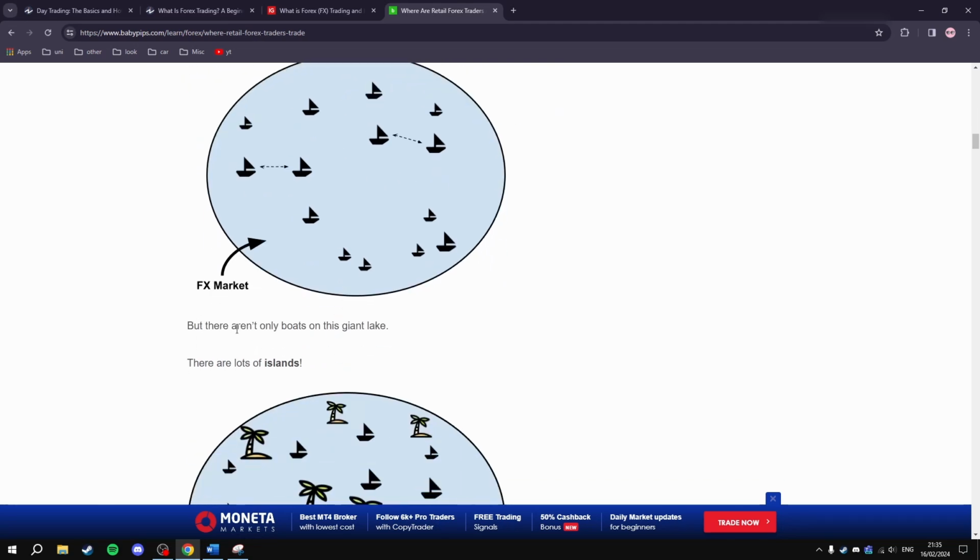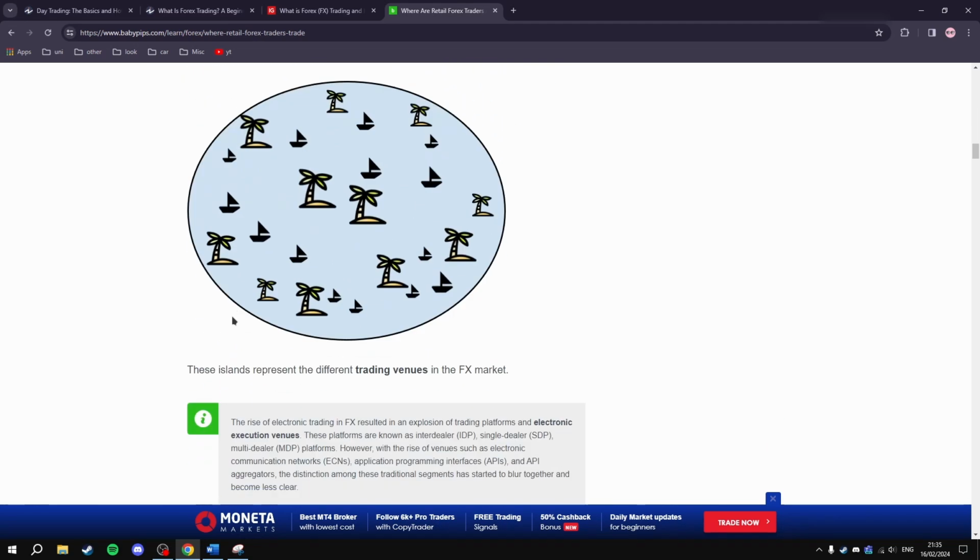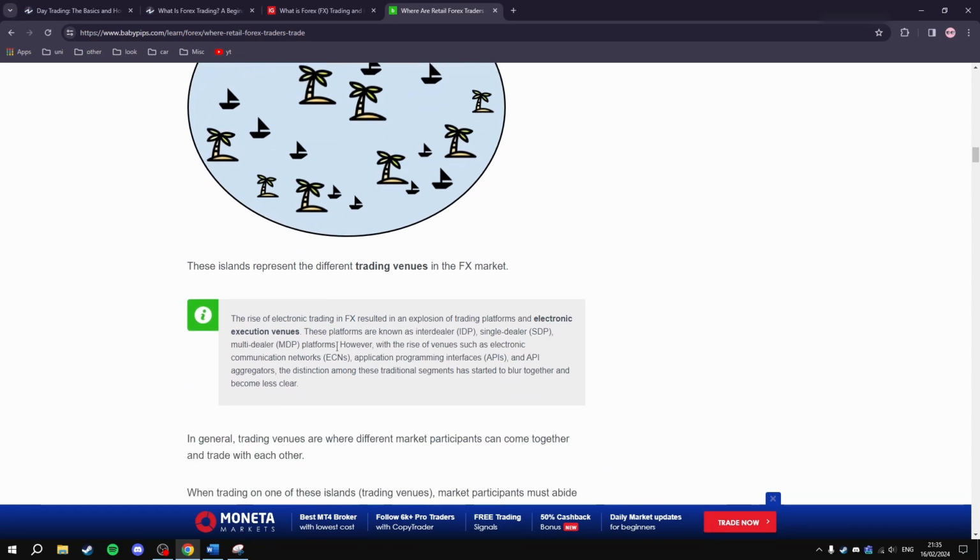But there aren't only boats in this giant lake, there are a lot of islands. These islands represent different trading venues in the FX markets. The rise of electronic trading in FX resulted in an explosion of trading platforms and electronic execution venues. These platforms are known as inter-dealer, single-dealer, and multi-dealer platforms. However, with the rise of venues such as electronic communication networks, application programming interfaces (APIs), and API aggregators, the distinction among those traditional segments has started to blur and become less clear.